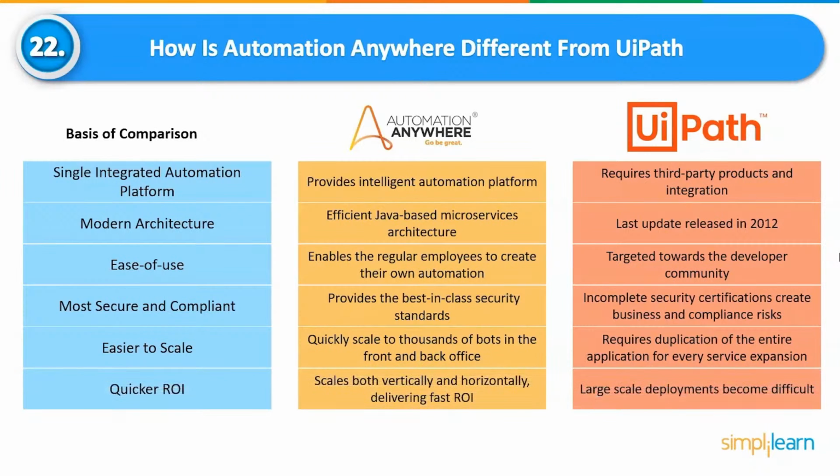Quicker ROI. In Automation Anywhere, the modern microservices architecture enables the platform to scale both vertically and horizontally, delivering faster ROI. In UiPath, with most deployments limited to a single digit, large-scale deployments become difficult.